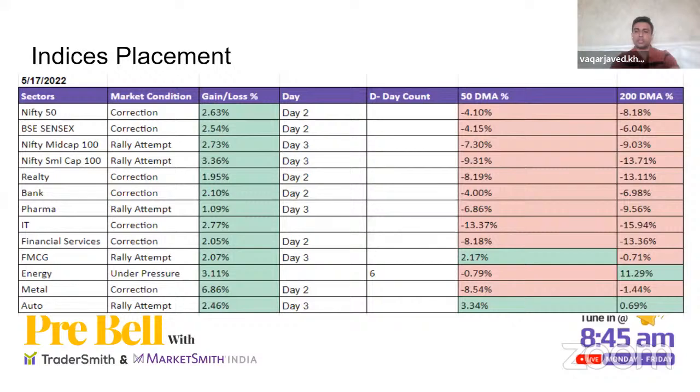The auto sector has reclaimed its 200 DMA and 50 DMA as well. Last week, only Nifty Energy was above its 200 DMA. So going forward, it will be interesting to see which sectors are able to recover most quickly and take up a leadership position in the next leg of the rally.